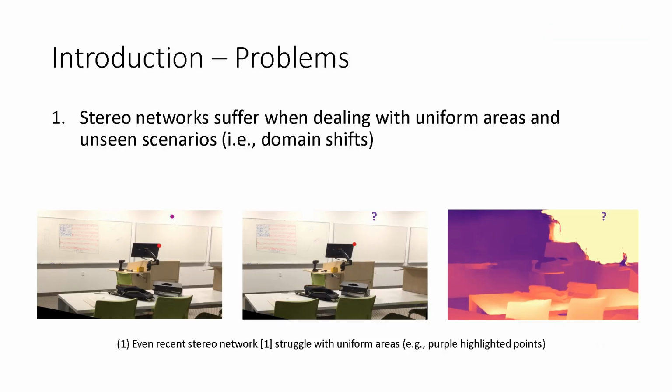Given a pair of stereo images, stereo algorithms try to resolve the so-called correspondence problem. This problem is not easy. Uniform areas such as the wall shown in the figure make the problem ambiguous. Furthermore, deep stereo networks suffer when dealing with unseen scenarios.